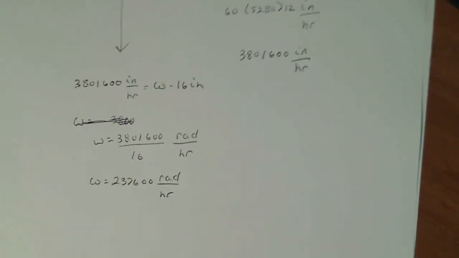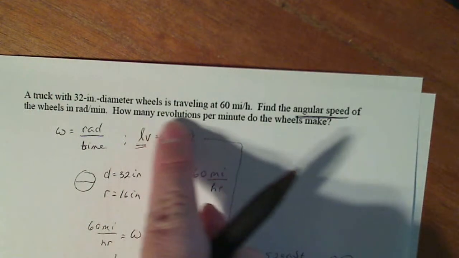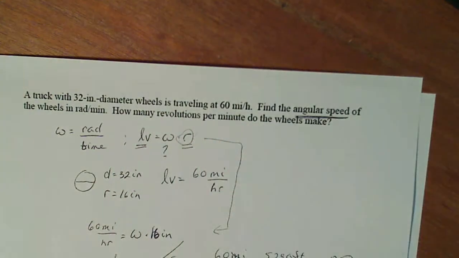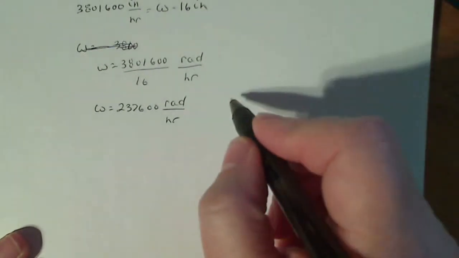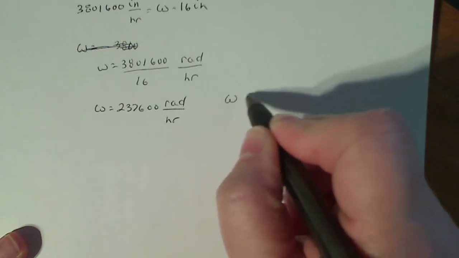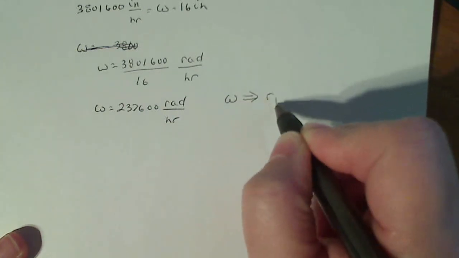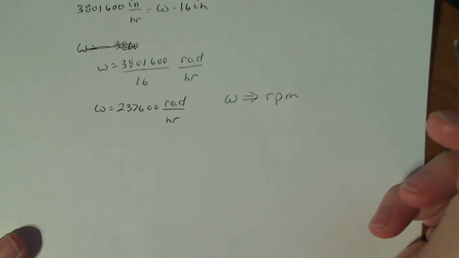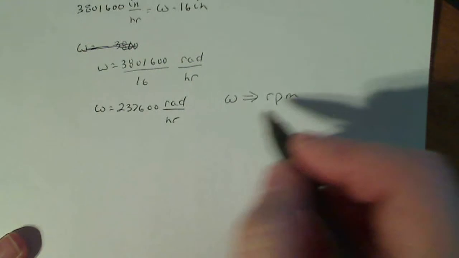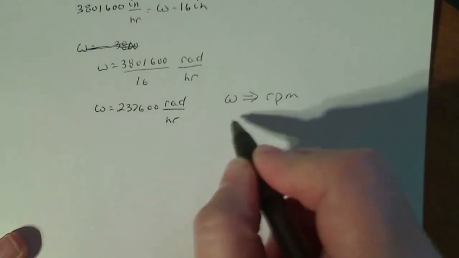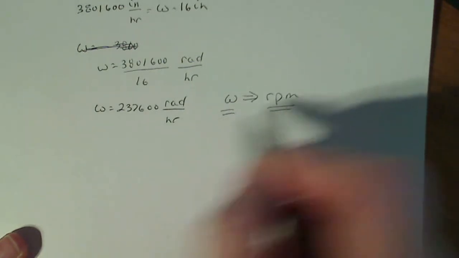Okay. Now the question isn't over. We found the angular speed. Now how many revolutions per minute do the wheels make? So that's just another bit of conversion. We always get revolutions from angular velocity. So angular velocity will always yield RPMs, or revolutions per unit of time. This one, they say we want revolutions per minute. So we've got to convert omega to revolutions per minute.